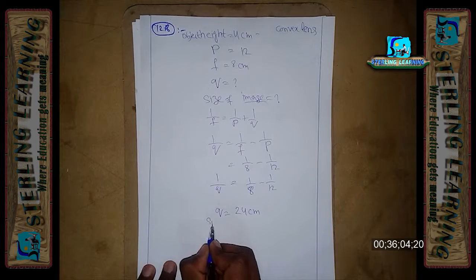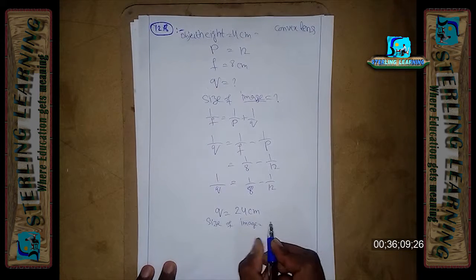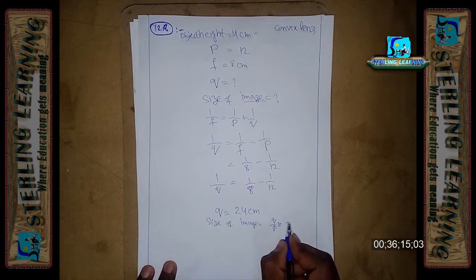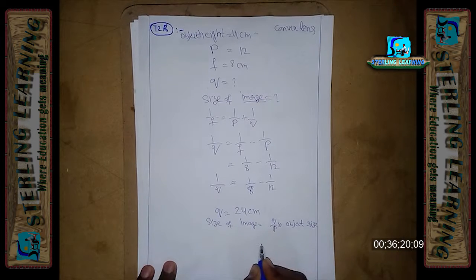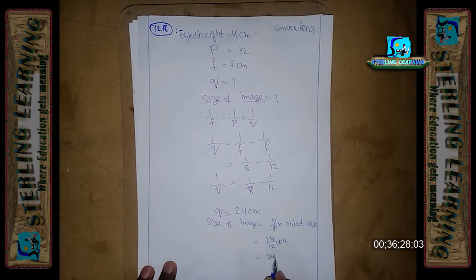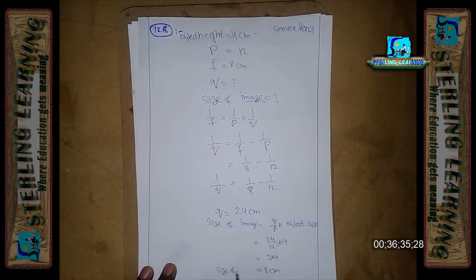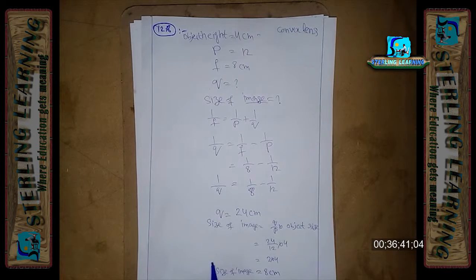Now size of image. We know the formula very well because we have used it many times: q over p into object size or height. Q is 24, p is 12, into 4, 2 into 4, 8 centimeters. Size of image comes out to be 8 centimeters.